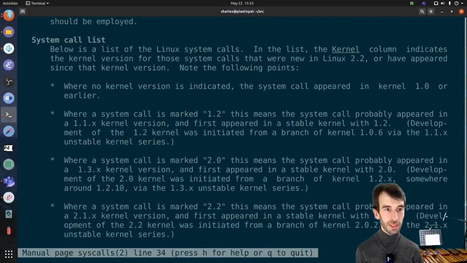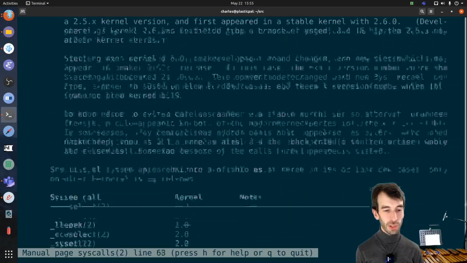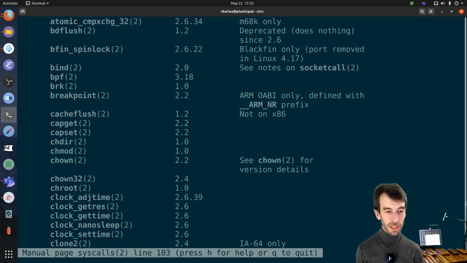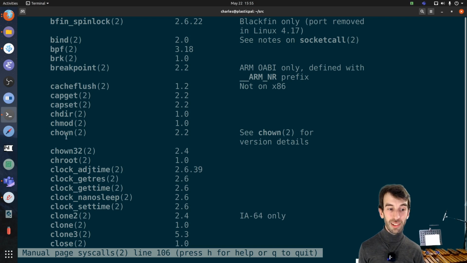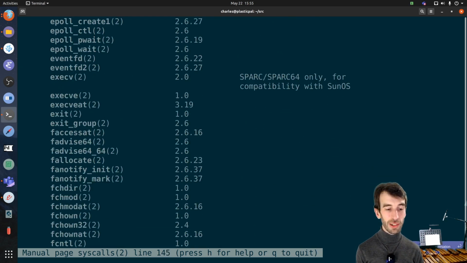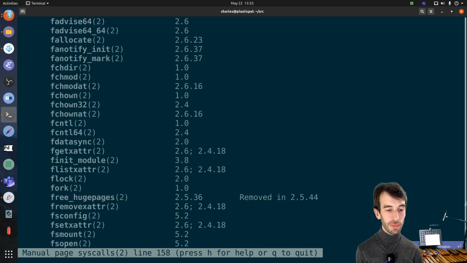Linux system calls. A big list of all the system calls there are in Linux. Some are available and some are not. You can change the ownership of a file. You can change the mode of a directory, change directory. These are all system calls, so they're ones for interacting with your operating system.